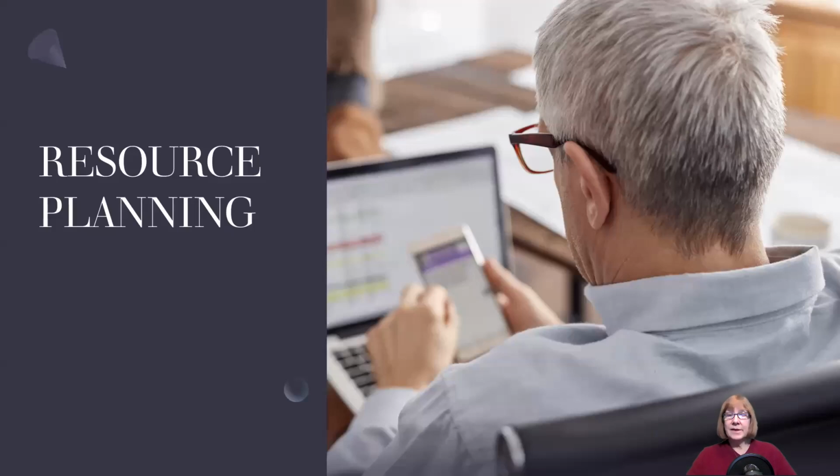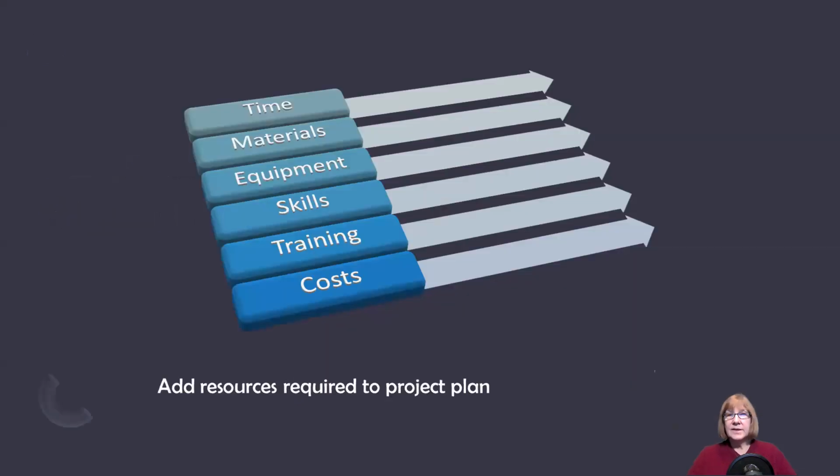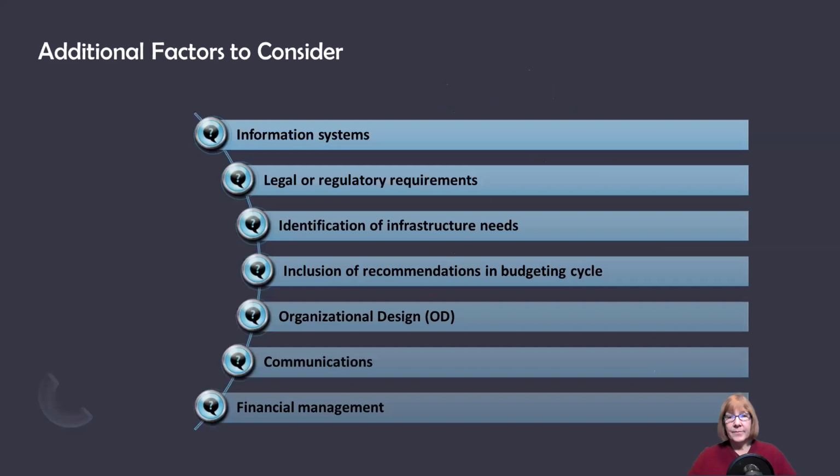So the next step is to think about the resources that you're going to need in order to complete your implementation plan. This includes the amount of time, the materials, any equipment that you need, the skilled labor that you need, any training that you need to include, and the costs. So you want to develop your list of resources that are required for the project plan.